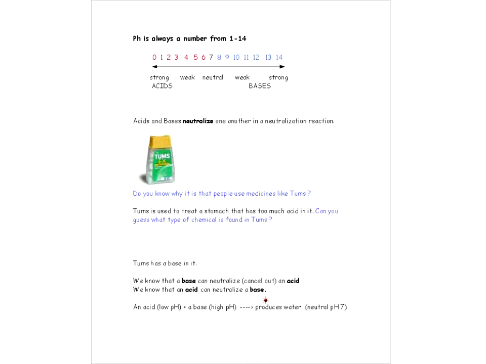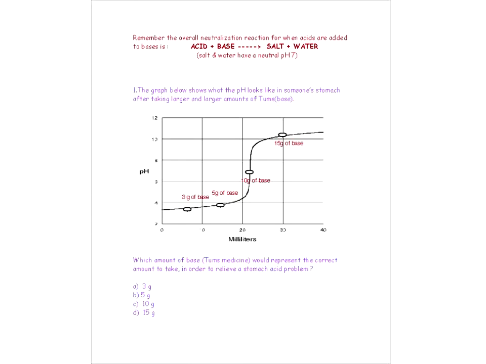So how does that work exactly? Well, you've got an acid that has a low pH. It's being combined with a base that has a high pH. And when you combine them together, you get water. You also get salt as well, but it gives you a neutral pH. Moving on to the next page, remember this is the overall neutralization reaction when acids are added to bases. You're adding acid plus base, and you're getting salt plus water. And again, you're going to end up with a neutral pH of 7.